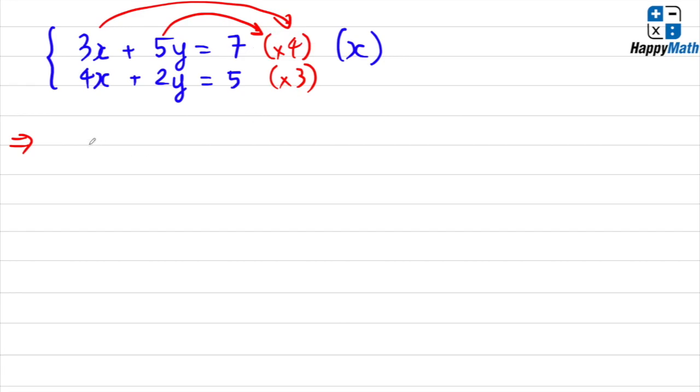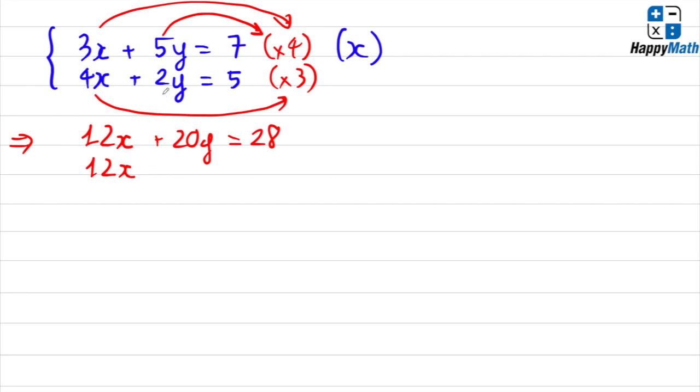3x multiply 4, you got 12x. 5y multiply 4, you got 20y. 7 multiply 4, you got 28. So 4x multiply 3, you got 12x. 2y multiply 3, you got 6y. And 5 multiply 3, you got 15.